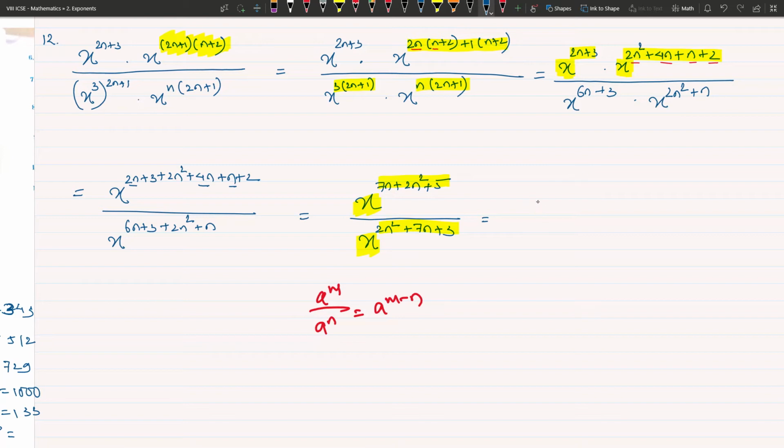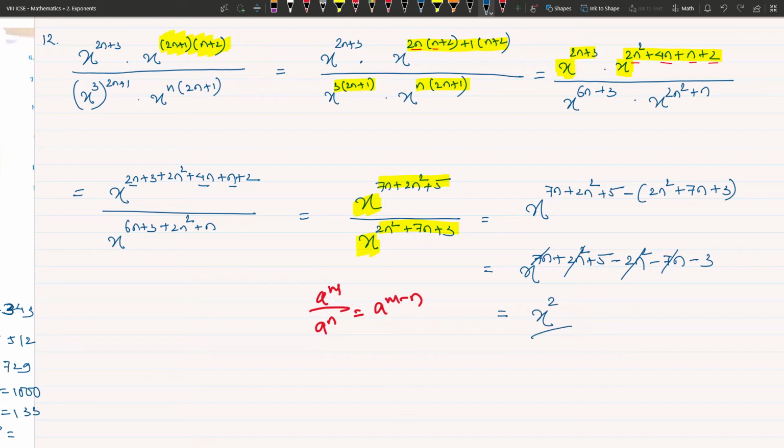सो व्हाई नॉट? तो ये हो जाएगा x रेज टू 7n प्लस 2n स्क्वायर प्लस 5 माइनस 2n स्क्वायर प्लस 7n प्लस 3. x रेज टू 7n प्लस 2n स्क्वायर प्लस 5 माइनस 2n स्क्वायर, ब्रैकेट खोल रहा हूँ, सारी साइन चेंज होगी, माइनस 7n माइनस 3 प्लस 2n स्क्वायर माइनस 2n स्क्वायर कट, प्लस 7n माइनस 7n कट, एंड 5 माइनस 3 क्या बचेगा? 2. सो x रेज टू 2 विल बी योर फाइनल आंसर, x रेज टू 2.